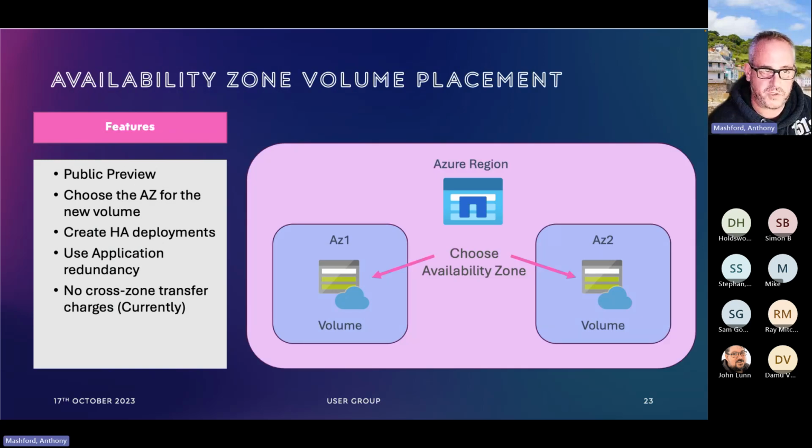What we've also recently introduced is availability zone volume placement. Azure NetApp Files is a highly available service with a 99.99% SLA. It's not a zonal aware service. However, you now have the option to place volumes into zones. For instance, here we've got a volume in AZ1 and a volume in AZ2. And then you can allow application redundancy to handle the failover, for example SAP HANA System Replication, Oracle Data Guard, or SQL Always On availability groups.